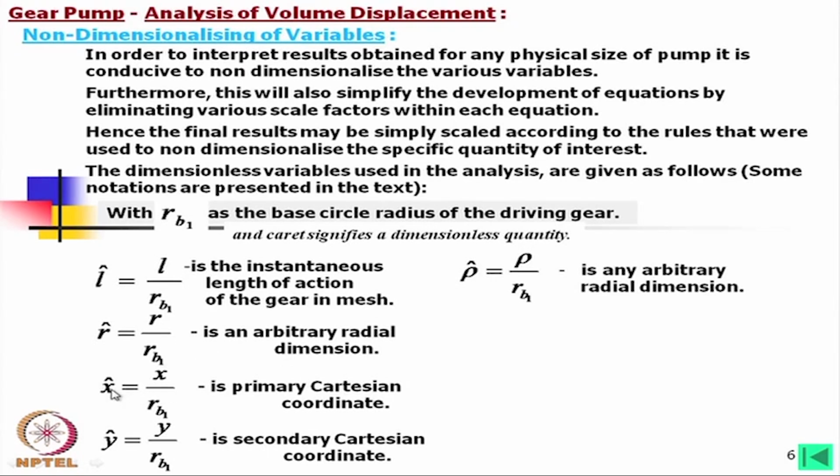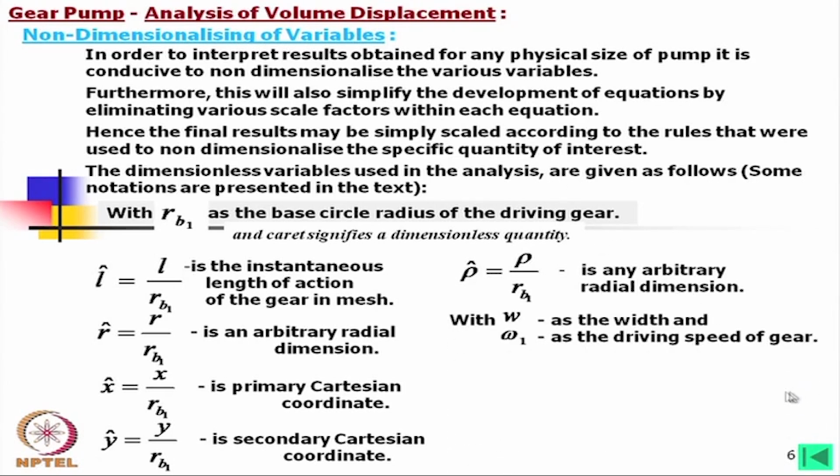In that way, any Cartesian x, y coordinates are also non-dimensionalized. And rho, a radial dimension, is not arbitrary. We can say this is the radius from the contact point. R is purely arbitrary, a general radius, and rho is the specific radius with respect to the point of contact. Okay.